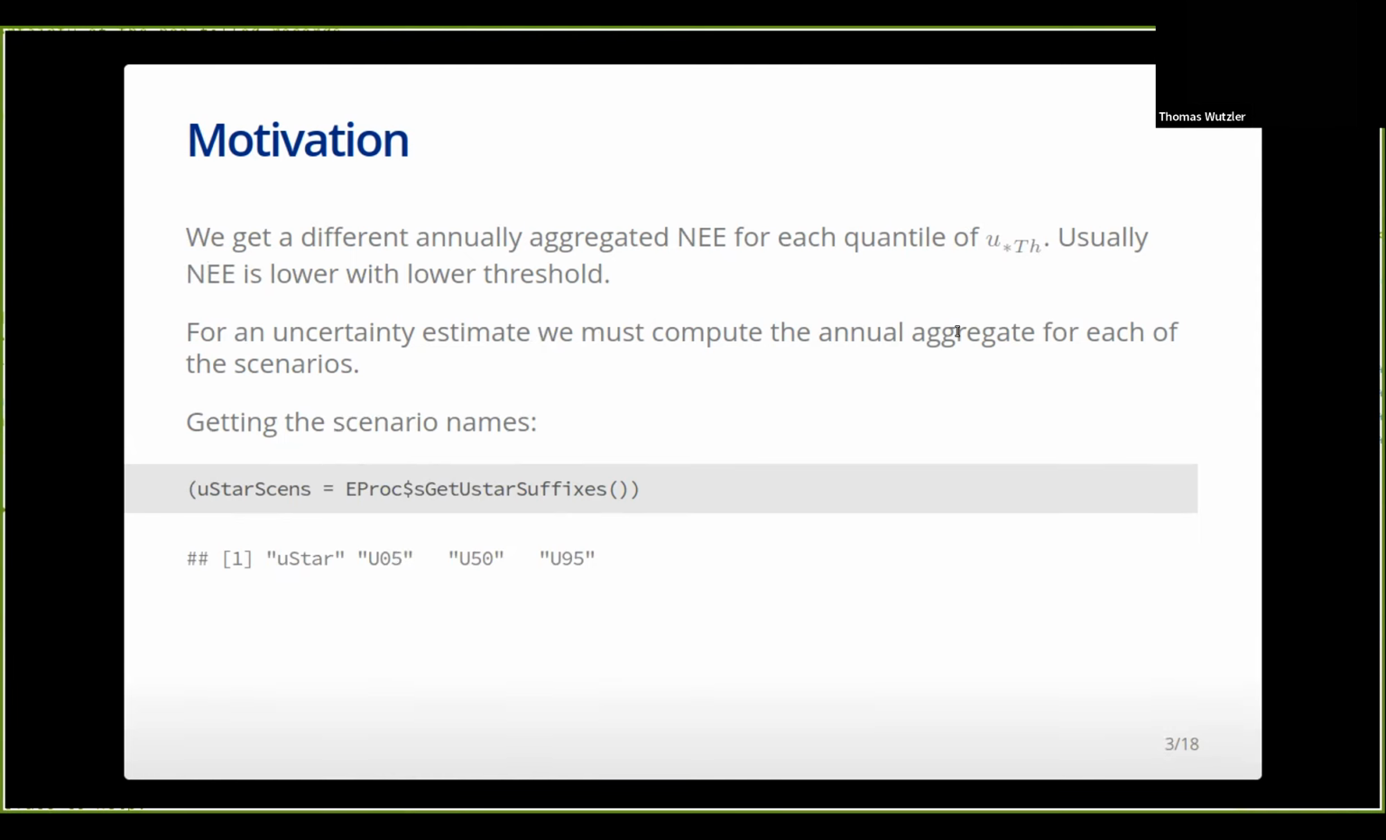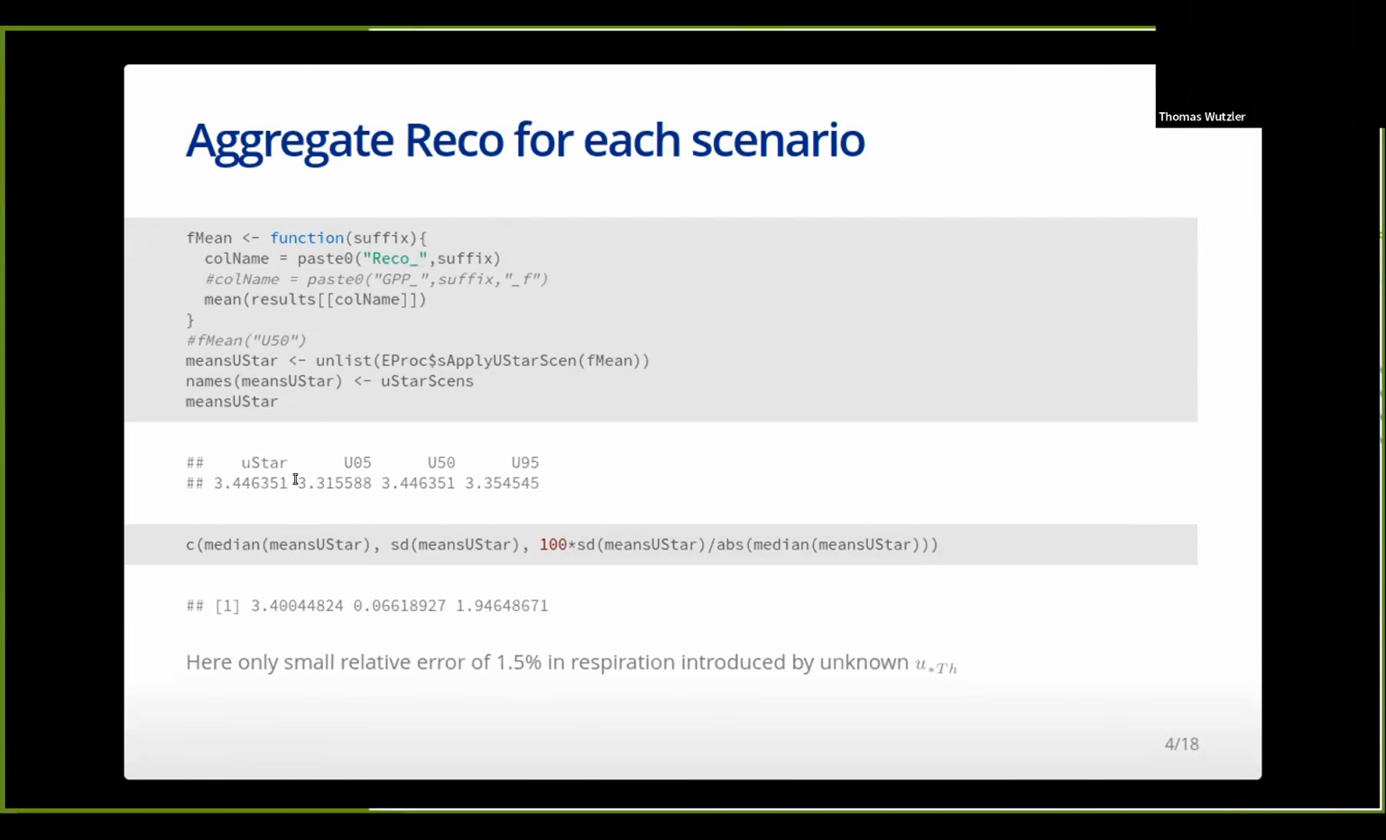When we now compute the uncertainty estimates for the annual aggregate, we can just take the uncertainty across all our different scenarios. So here in this R markdown file, I have only four scenarios, original and three quantiles. Usually you would have more. But here we just get these four different suffixes for all the scenarios that we process and store them in the variable responses. Then we can have a function that takes the suffix and does some computation. Like in this function I created here, I paste reco underscore suffix, and then I do the mean across all the results of this column. So that would be, if we have 1 year of data, the annual aggregate of our estimation.